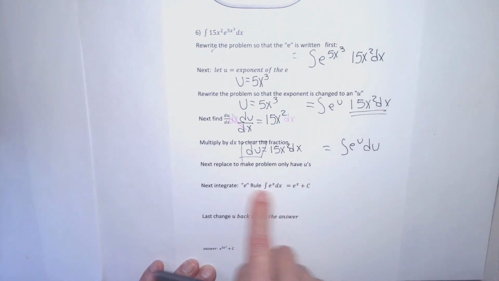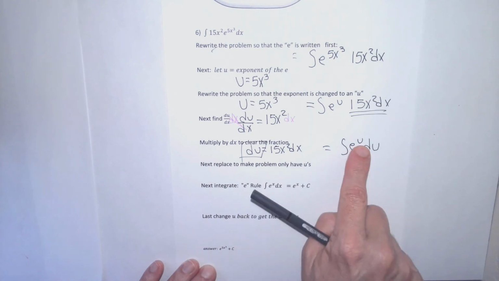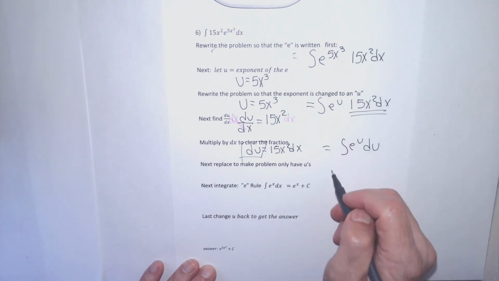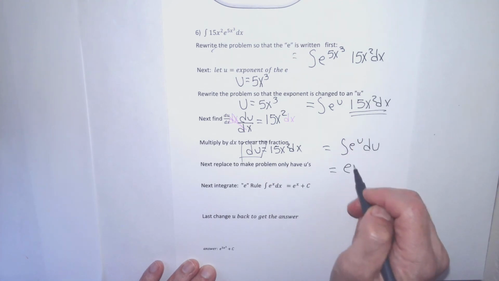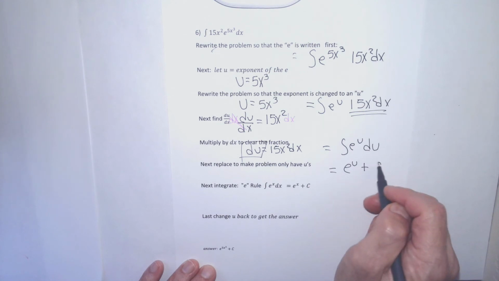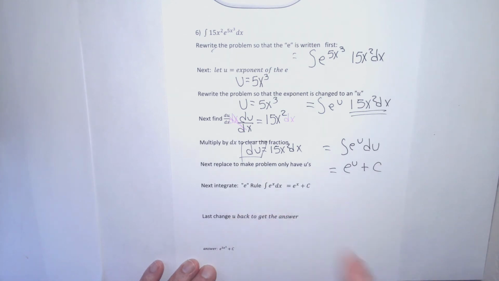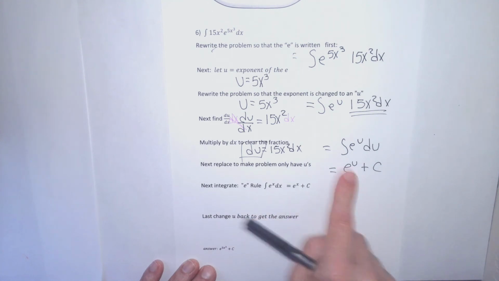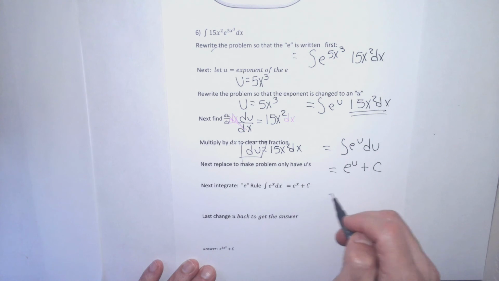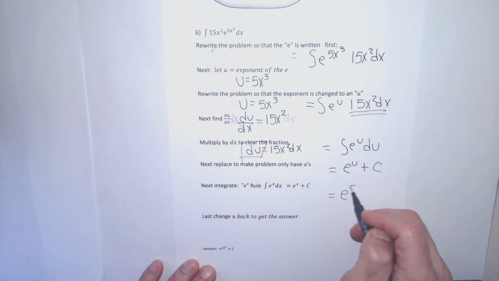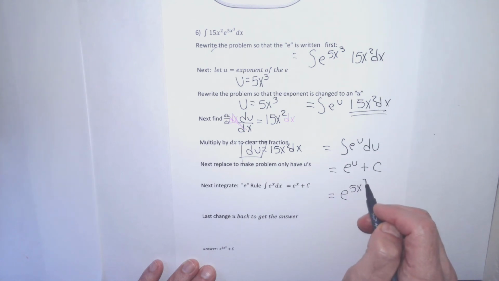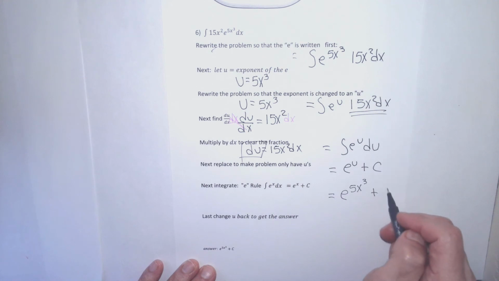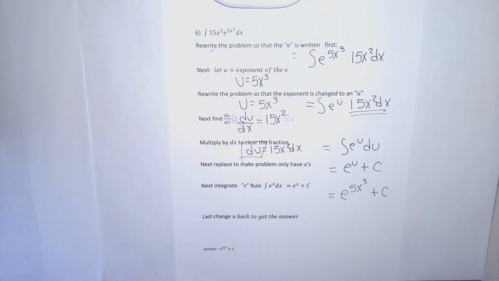Now I use the e rule. The e rule basically says if you have an exponent of 1 times a variable to the first power, that it is its own integral. So the integral of e to the u du is just e to the u plus c. The e rule is the nicest rule. And then change the u back to get to an answer. The u needs to be made into 5x cubed. So for an answer, I change that u back to 5x cubed. The exponent works as a parenthesis, so I don't really need a parenthesis there. And there would be a perfect answer for number 6.